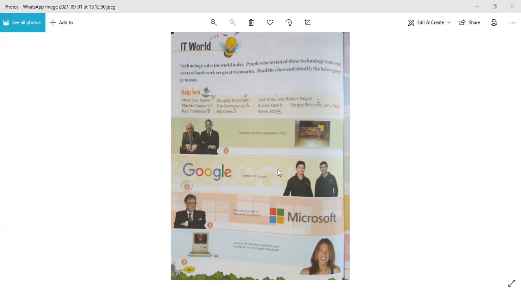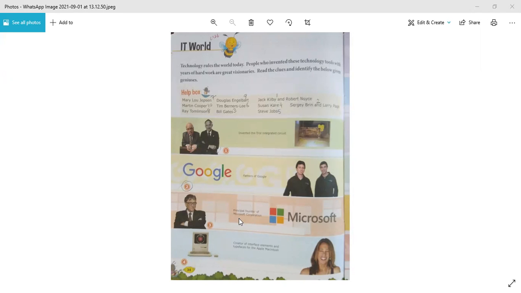The first integrated circuit was invented by Jack Kilby and Robert Noyce. These names are a little bit complicated, but by doing written practice, you can learn them thoroughly. Who invented the first integrated circuit? It was Jack Kilby and Robert Noyce. And who is known as the fathers of Google? It means who brought Google in front of us, which we use a lot nowadays. That discovery was made by Sergey Brin and Larry Page.